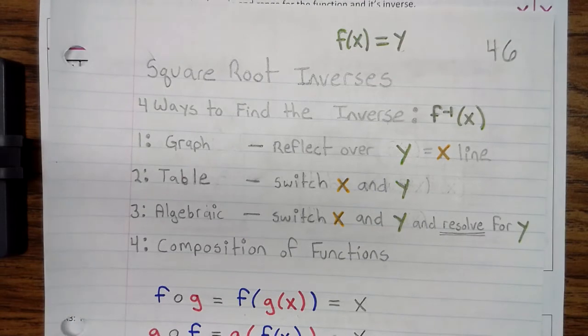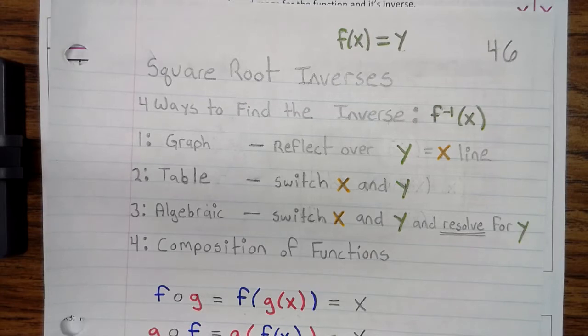There's 4 ways to find the inverse, f inverse of x. 1, graph. That means you reflect it over the y equals x line. 2, table. That's when you switch the x and y. And 3, algebraic. Switch the x and y and resolve for y. Now, before we move on to the 4th way, go ahead and update ways 1, 2, and 3.